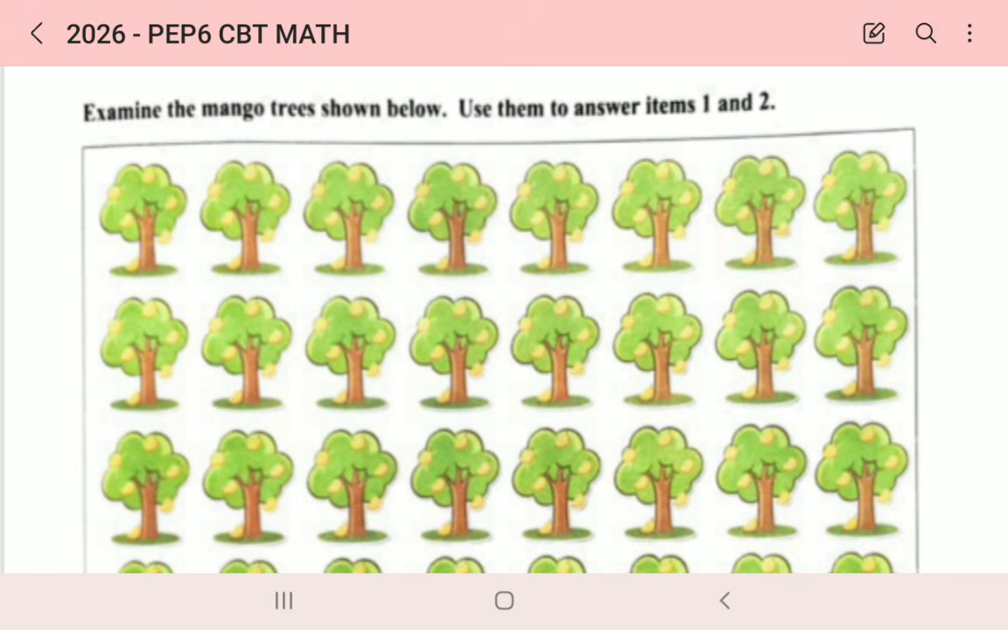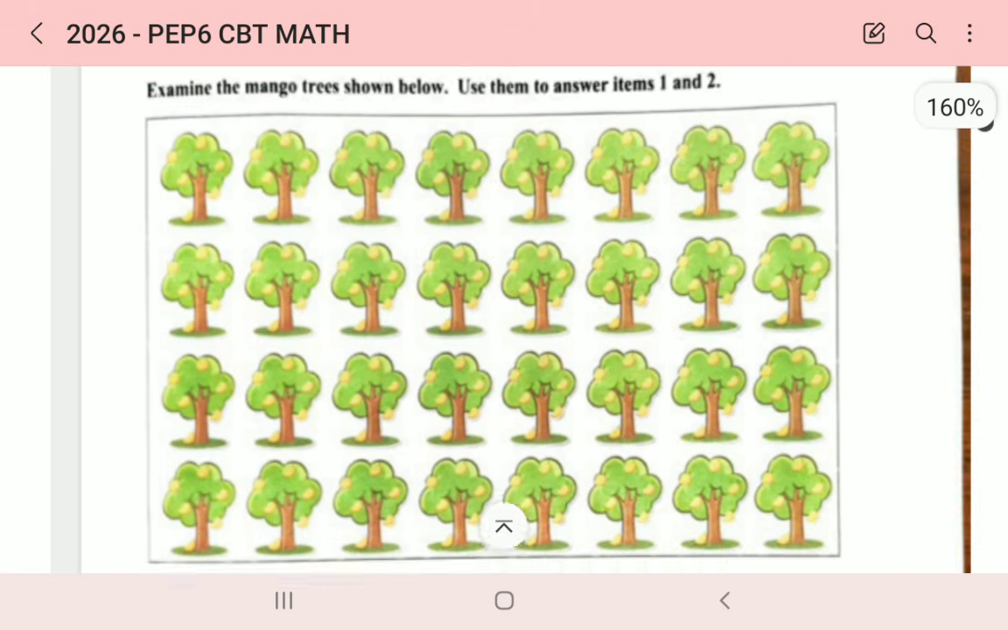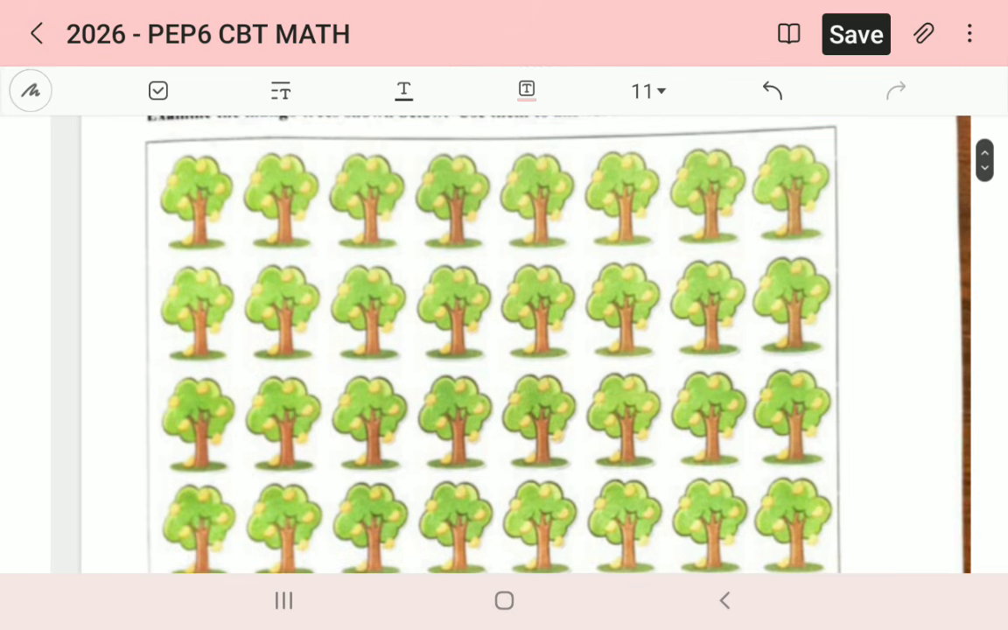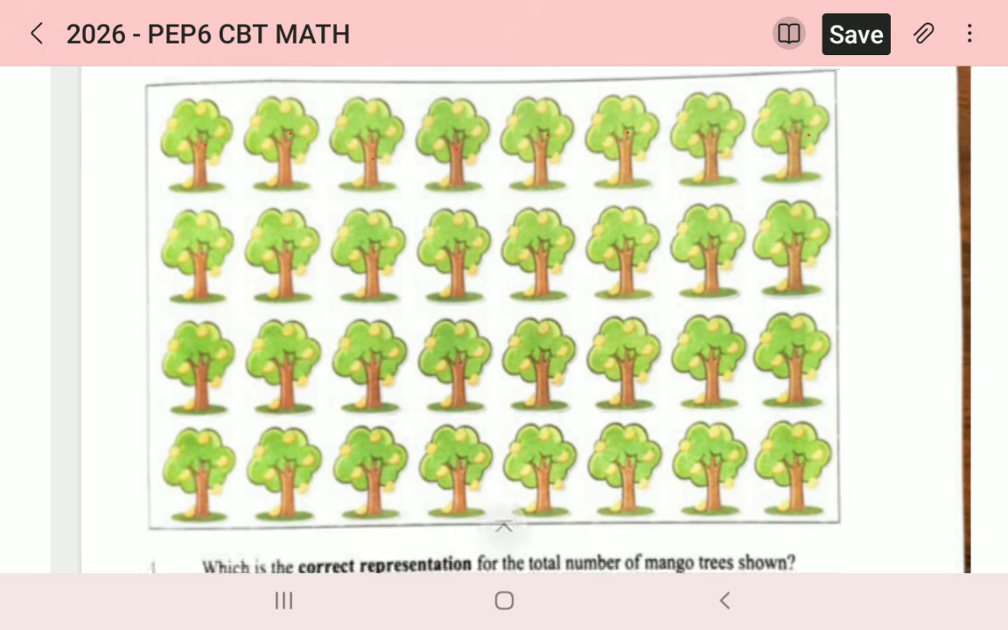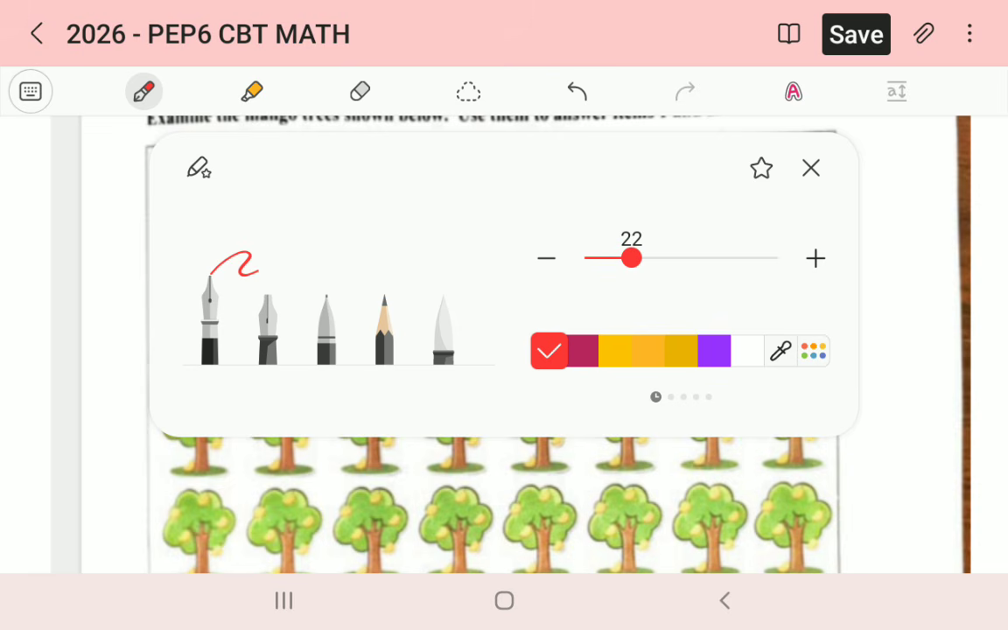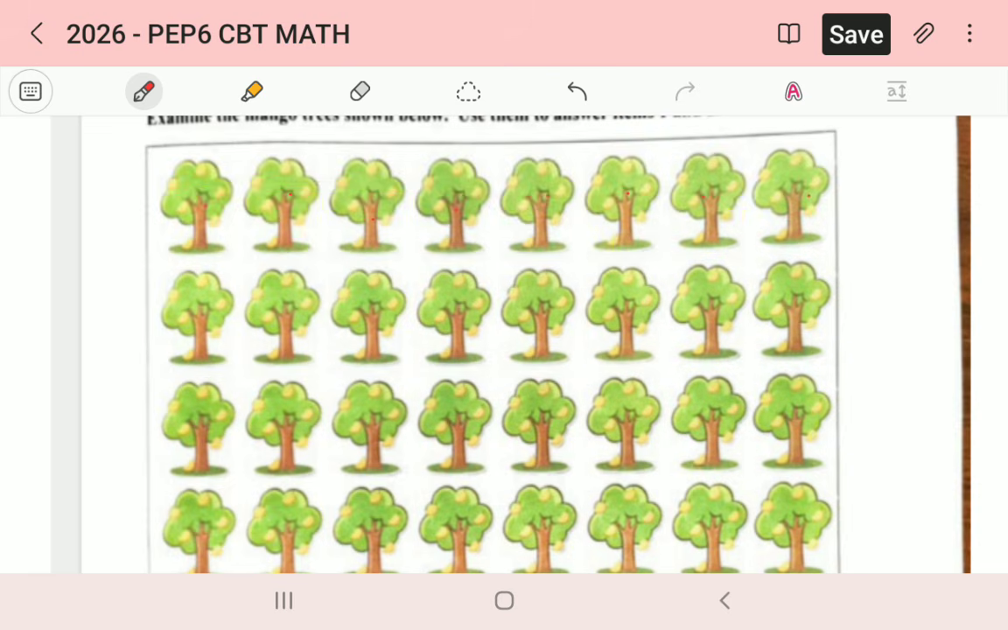It says, examine the mango trees shown below. Use them to answer items 1 and 2. So we have some mango trees here. Let's do a count to see how many from the get-go, so we have an idea of what we are working with. So let's see, 1 2 3 4 5 6 7 8. So we have 8 going across here. So that's 8 going across, and we have 4 coming down, 1 2 3 4, so it's a 4 by 8 or 8 by 4.